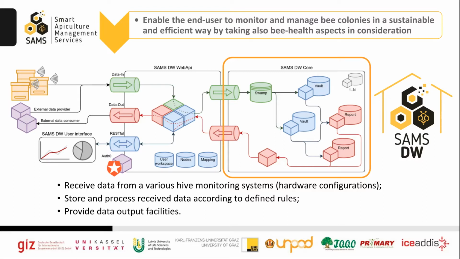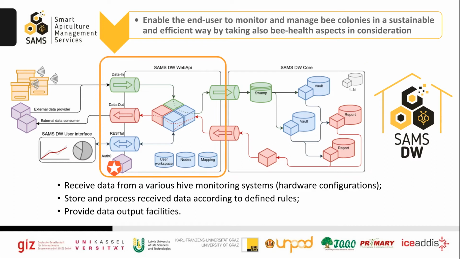Another part of the system is Web API. It provides access to data warehouse core from outer world, from internet. So basically it provides a number of HTTP interfaces for data in and data out. Also, this part of the system manages users' private workspace, users' nodes, mappings, and other information.